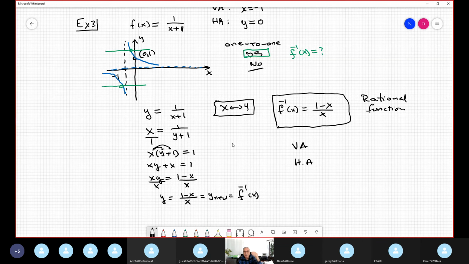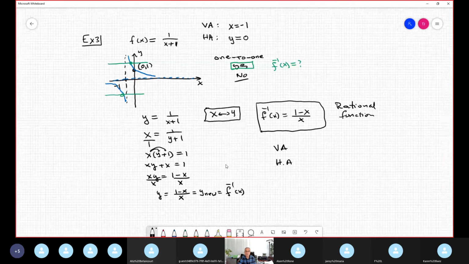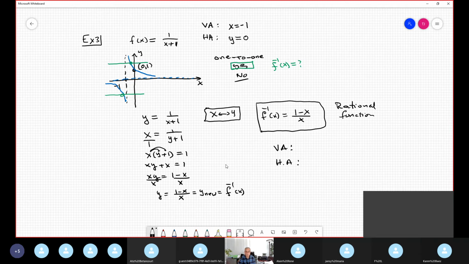What do you think? We have vertical asymptote or no? We have horizontal asymptote or no? Help me to understand this. We have vertical asymptote or no? Yes or no? Vertical. And at what value? Si the answer is yes, at what value? Yes, good. At what value?